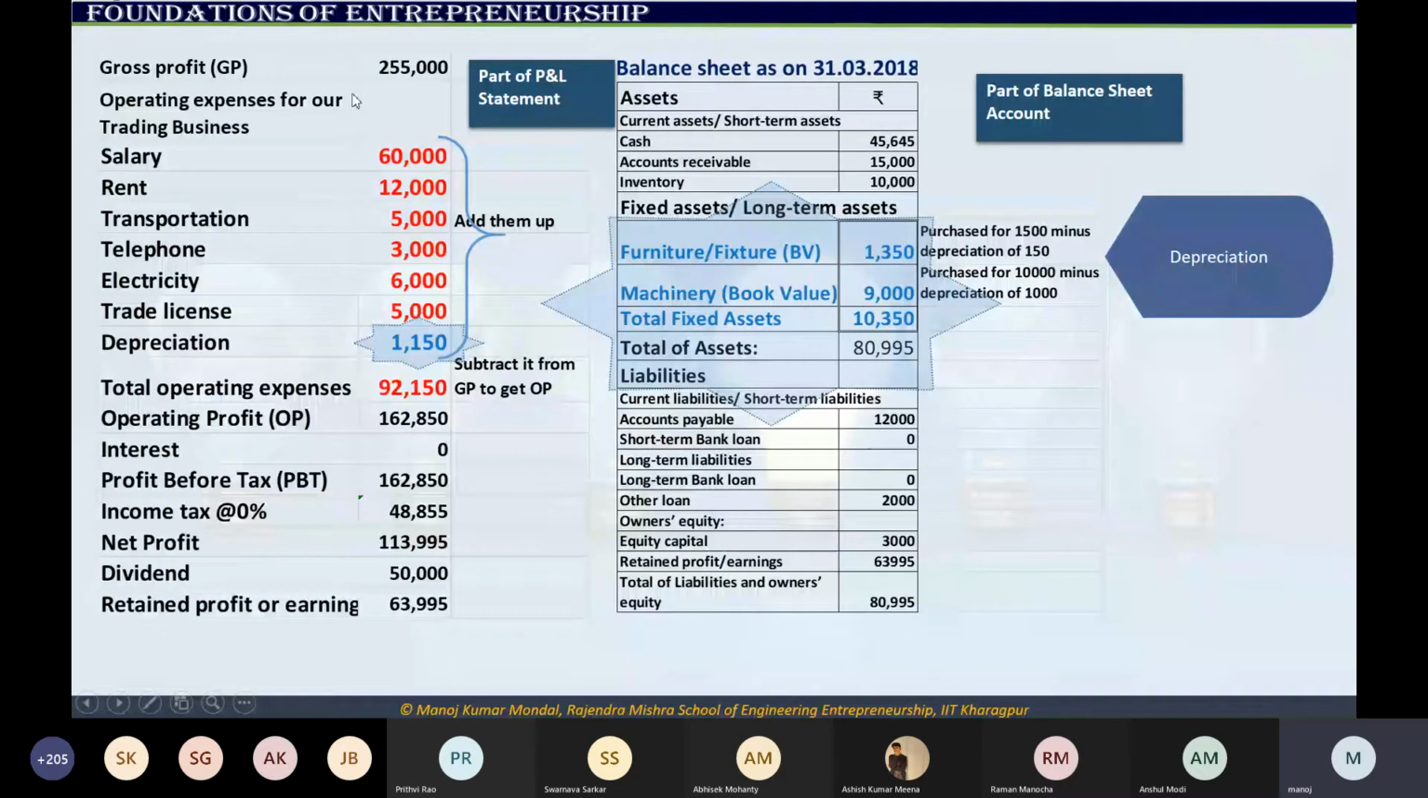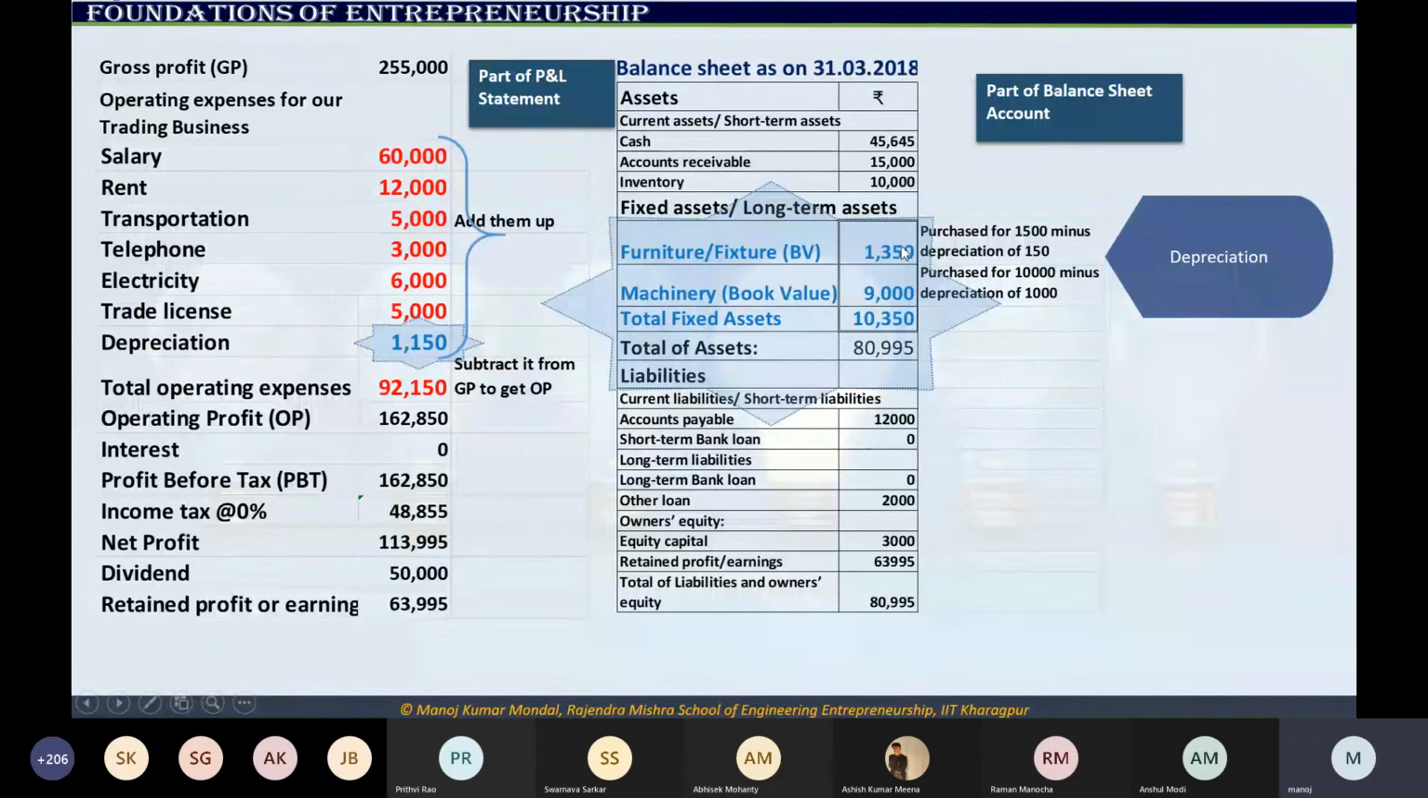This is the same problem that we started. You pay salary and so on, and then 150 was the depreciation that we have shown here. Purchase price is 1,500 minus depreciation of 150. So what is the book value? 1,500 minus 150, that is 1,350. This goes to the balance sheet. Here it is 1,350, furniture or fixture.